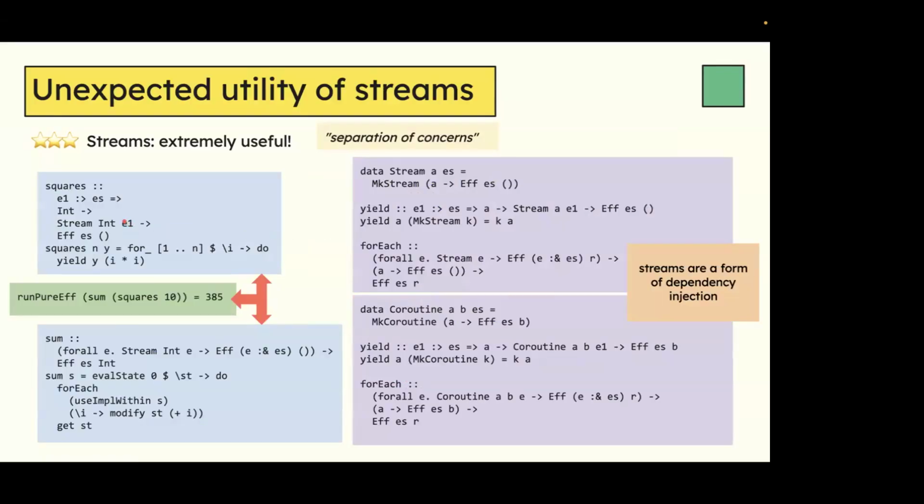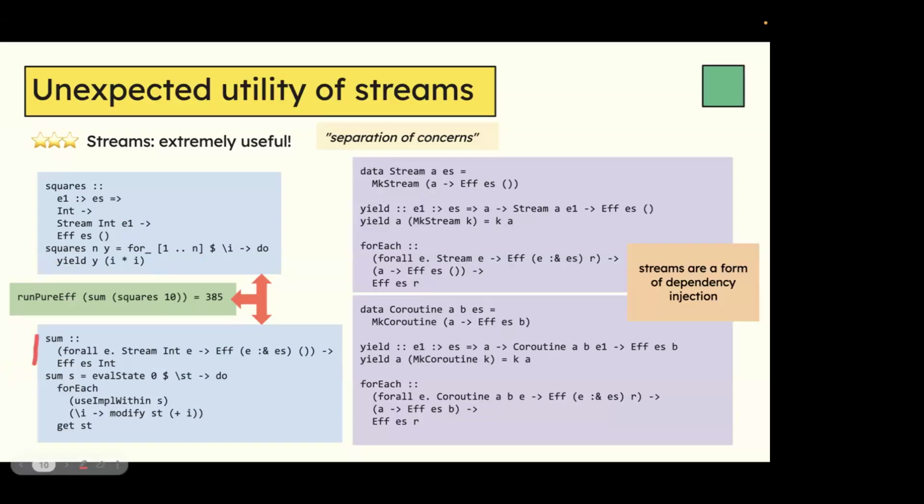Now here is a short example. In this function squares, I am yielding to a stream the square numbers between 1 and n. So I take numbers from 1 to n, I square them, and I yield them. So this produces a sequence of integers.